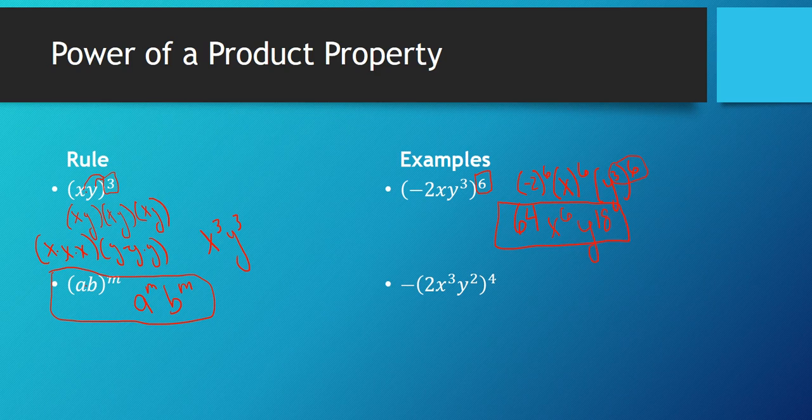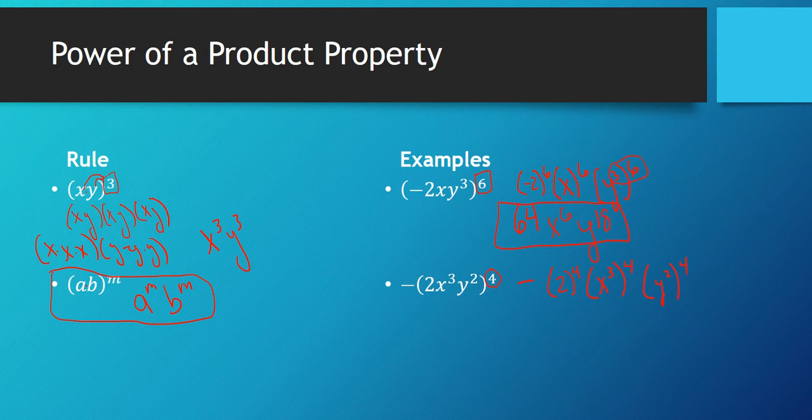Now in this example, be careful, the negative is on the outside. So it is not getting raised to the exponent of 4, because it's not inside the parentheses that the 4 goes to. So the negative is going to stay outside. So then I have 2 to the 4th, x to the 3rd, raised to the 4th as well, y to the 2nd, also raised to the 4th. Every single term has to get that 4th exponent.